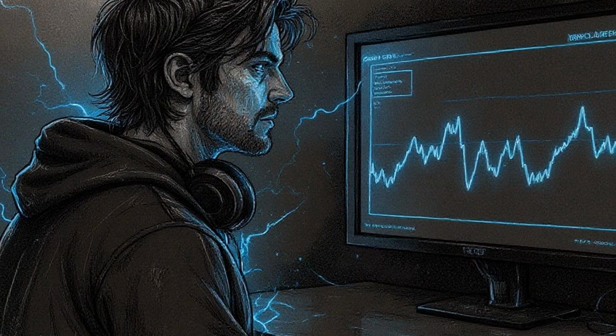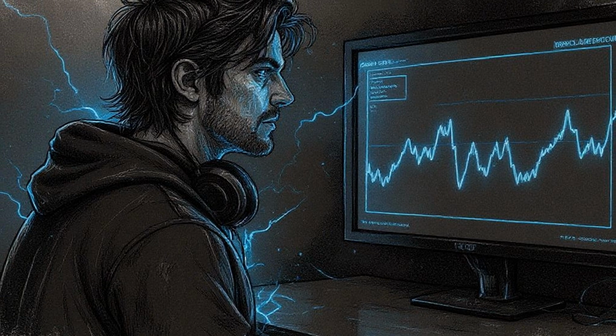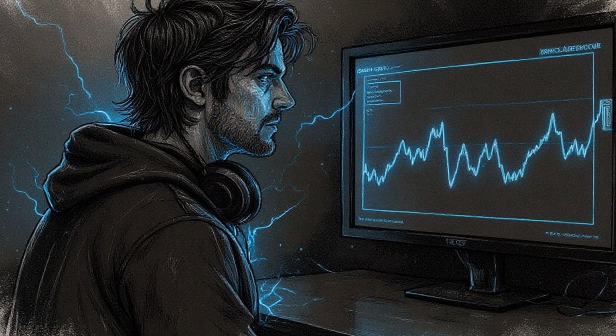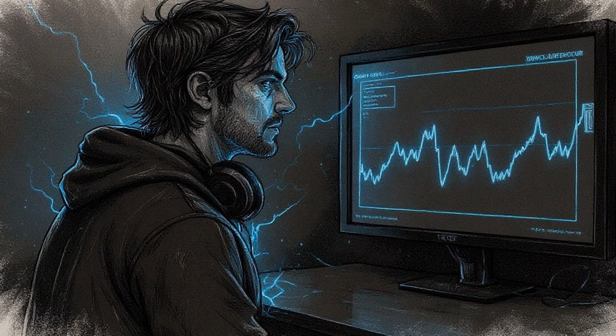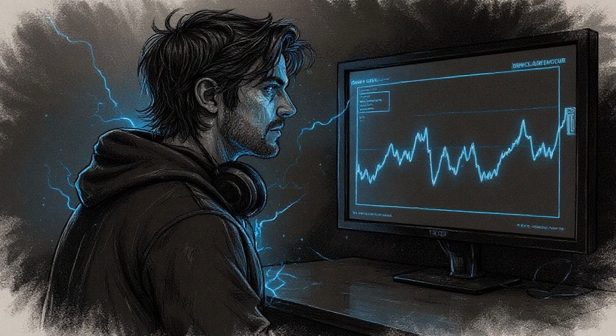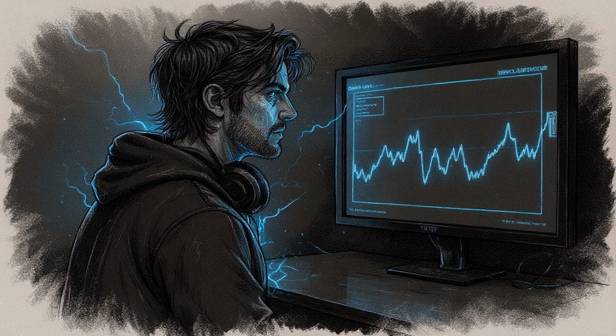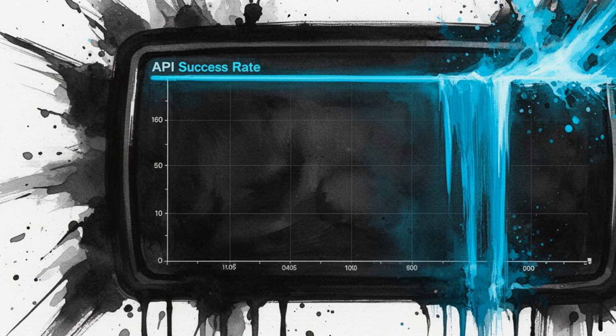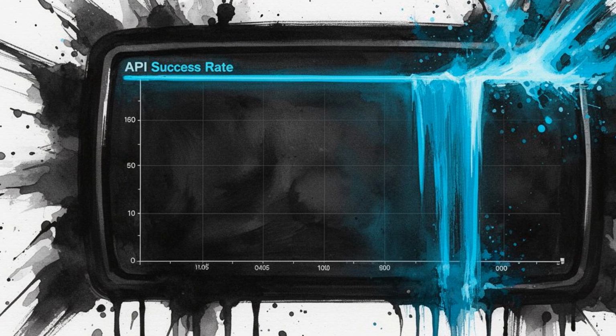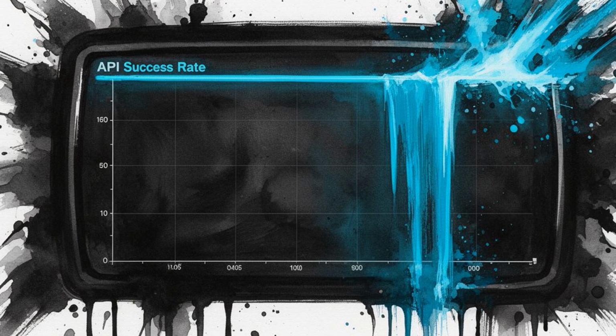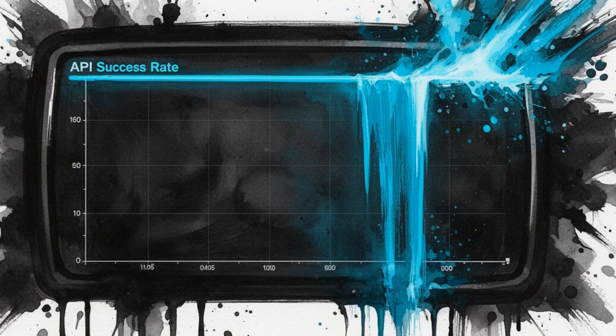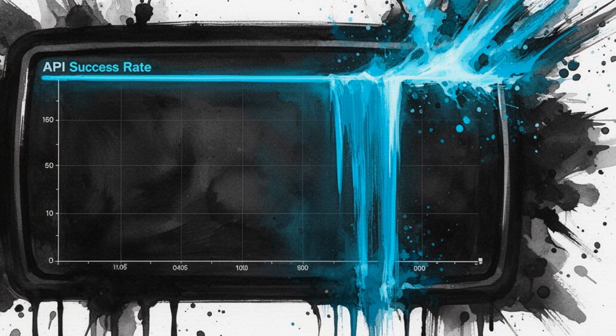almost never see. Not a dip, not a curve, a cliff. The API success rate, which had been sitting at 99.99% for months, drops to 0 in under 90 seconds. One graph. Vertical line, straight down. You'd see it in your peripheral vision, and you wouldn't believe it.